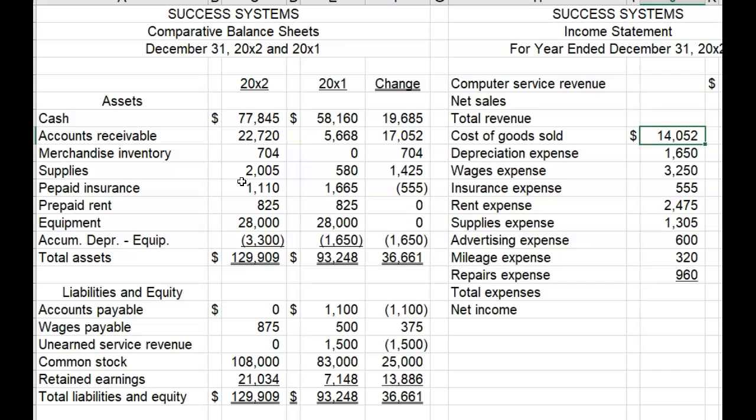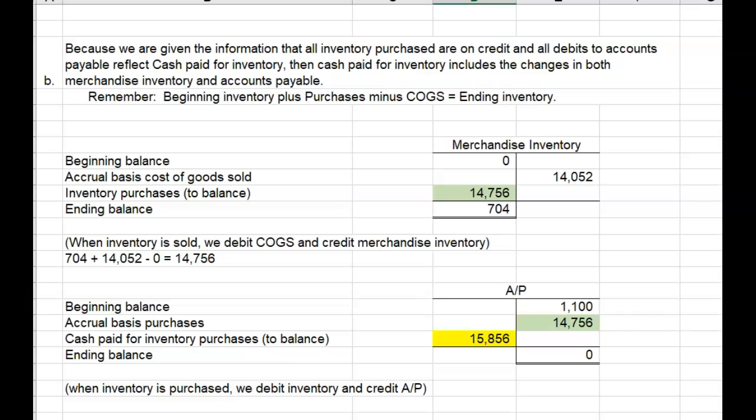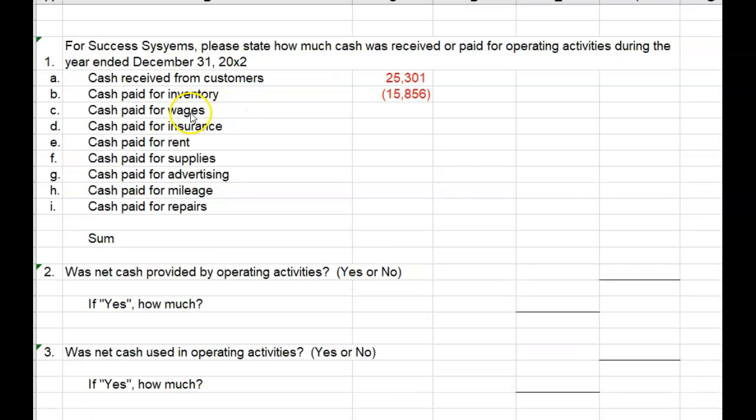So let's get started calculating the rest of the numbers we need for the statement of cash flows prepared under the direct method and shown as operating activities. The next thing we're asked to calculate is cash paid for wages. So we need to look at wages expense under the accrual basis as shown on the income statement and see if there was a prepaid wages or a wages payable account on the balance sheet.